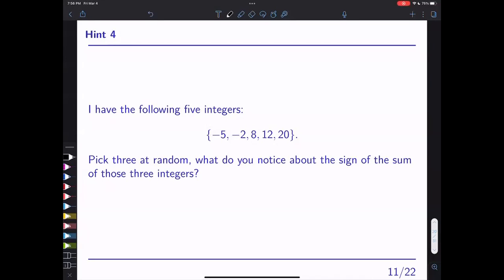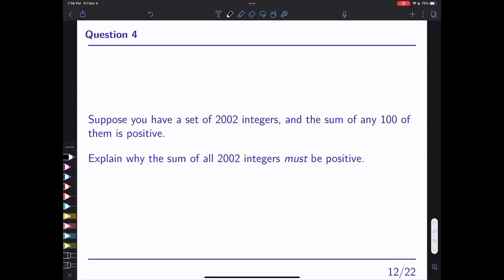Here's our question. You have 2002 integers. You have no idea what any of them are. All you know is you have 2002 of them. And any 100 integers that you pick and add together, their result is positive. Use that to explain why the sum of all 2002 integers must be positive. This one will take some words, that's fine, but carefully phrase your thought.